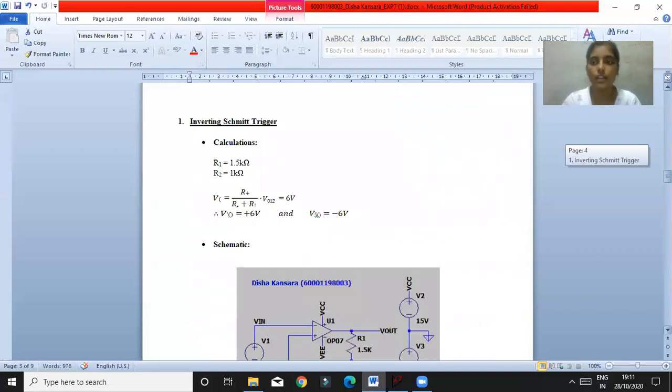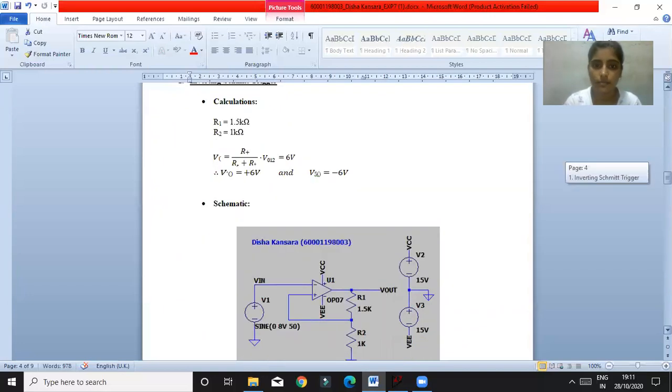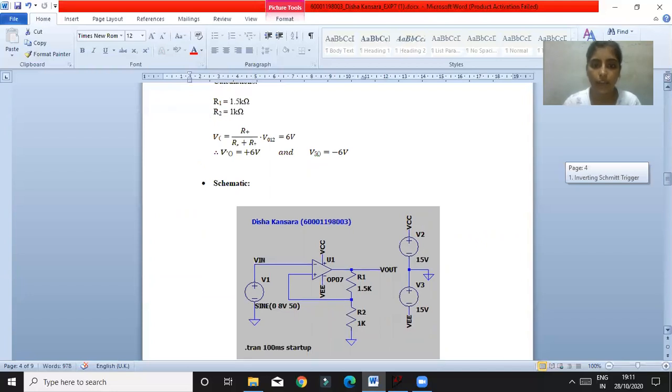First of all, let's see the inverting Schmitt trigger designing. These are the calculations of the inverting Schmitt trigger, where my R1 is 1.5 kilo ohms, R2 is 1 kilo ohm, and Vout is approximately minus 6 volts. So let's see the circuit of it.